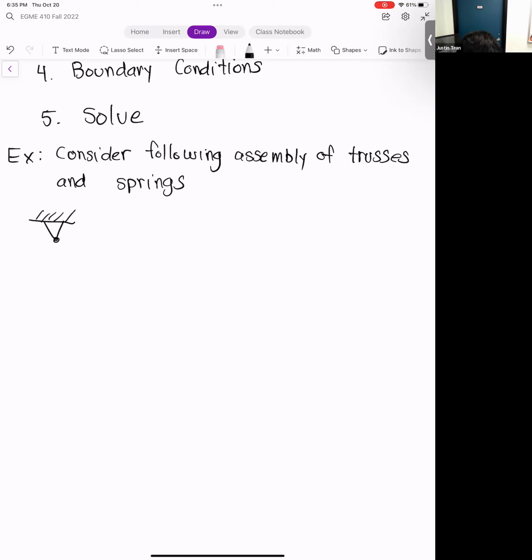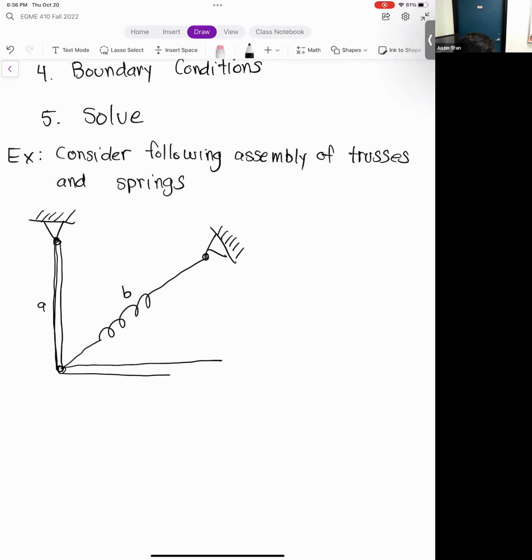Up here, we have one truss bar that comes vertically down. We'll call this element A. We have a spring that goes like this. That's element B. And then we have another truss bar that goes horizontally like this, and that's element C.